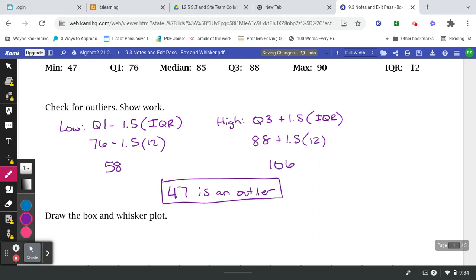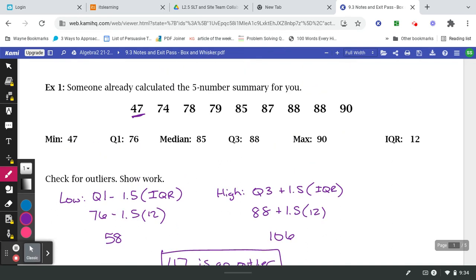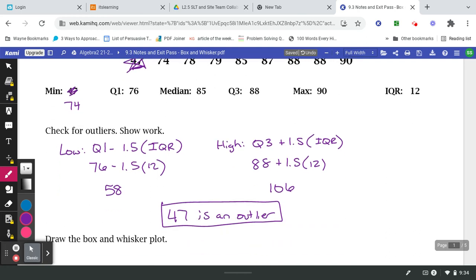Now, for outliers on your box plot, this doesn't happen very often, but every once in a while you get an outlier. If something is an outlier, instead of making it the minimum, you're going to kind of star it, and then this next number up becomes your minimum. So 47 just becomes like a star on your box plot and kind of gets thrown out of the data.